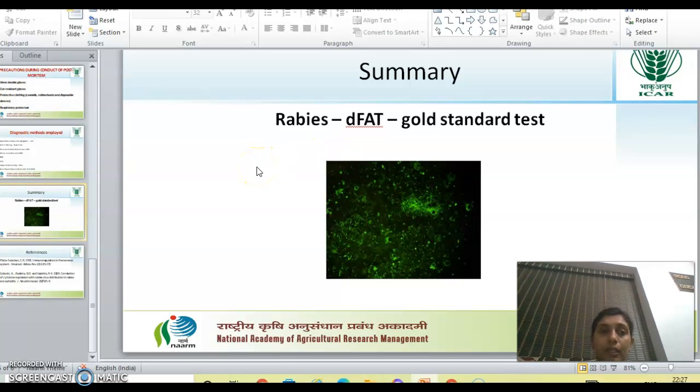Now, to summarize, rabies can be best diagnosed by the gold standard test DFAT, where apple green fluorescence can be detected.